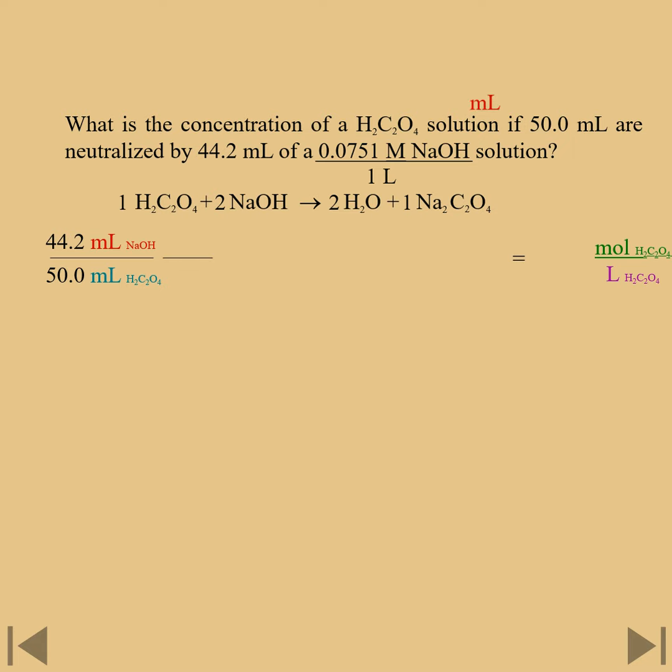Okay, on to step 3. Let's take care of our numerator. So out of milliliters of sodium hydroxide, can I go straight to moles of oxalic acid? No. How am I going to get to moles of oxalic acid? From moles of sodium hydroxide. And how do I get to moles of sodium hydroxide? From liters of sodium hydroxide. So first to liters, and then using the concentration term, we can go to moles. Now that we're in moles of sodium hydroxide, we can go straight to moles of oxalic acid.